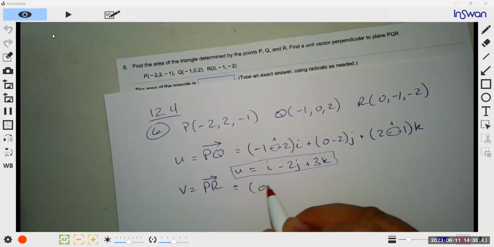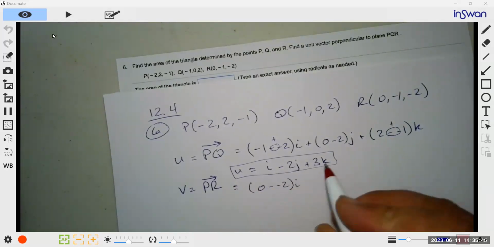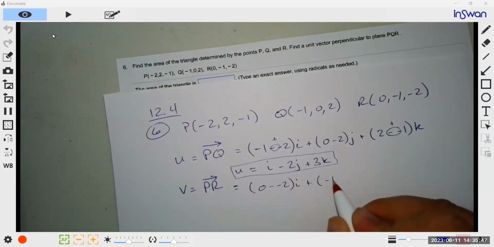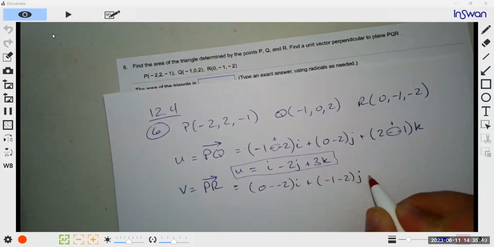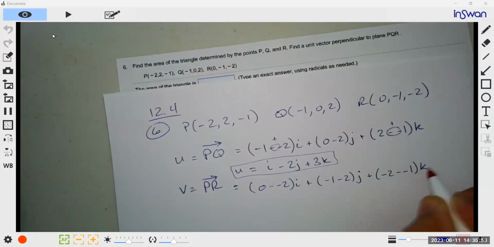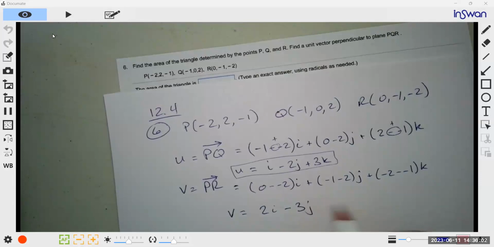PR. So it's 0 minus -2i, -1 minus 2j, -2 minus 1k. 2i minus 3j minus k.